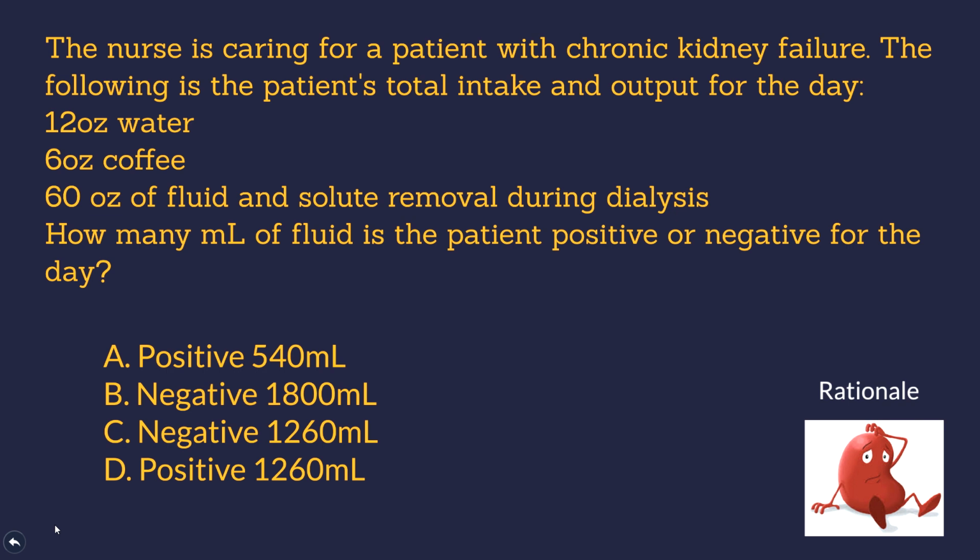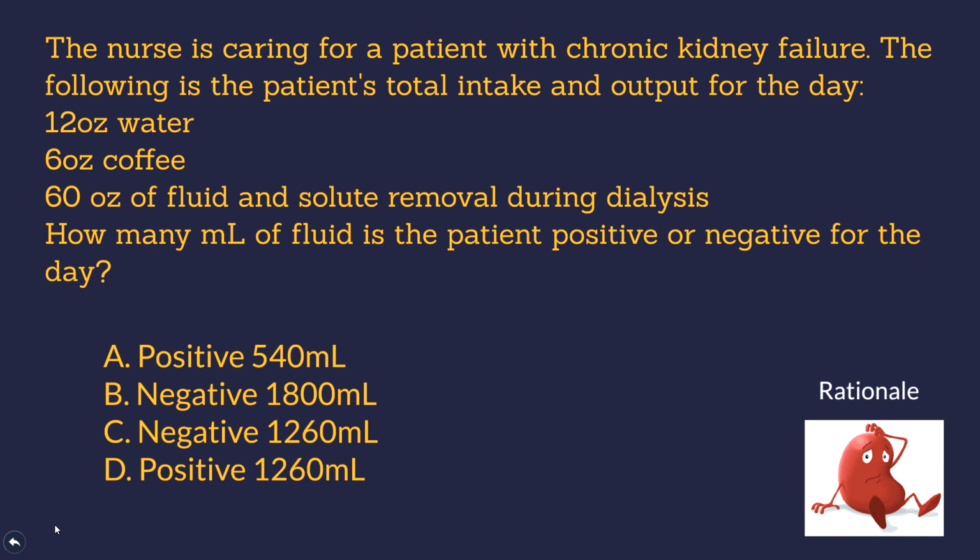Here we go. The nurse is caring for a patient with chronic kidney failure. The following is the patient's total intake and output for the day: 12 ounces of water, 6 ounces of coffee, and 60 ounces of fluid and solute removal during dialysis. How many milliliters of fluid is the patient positive or negative for the day?